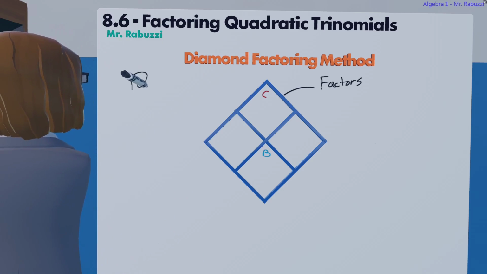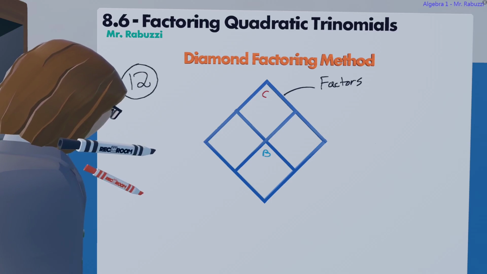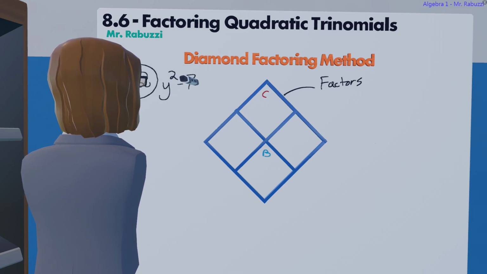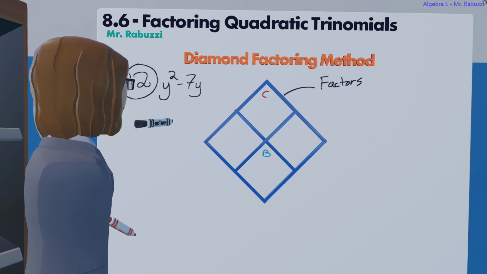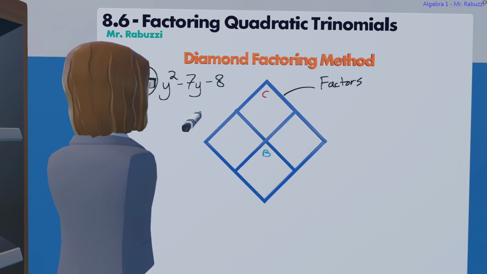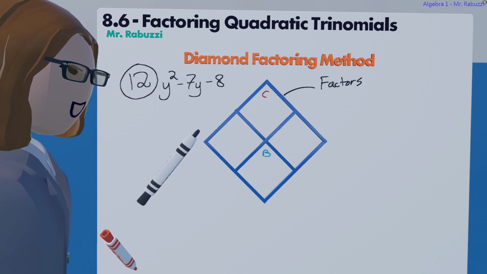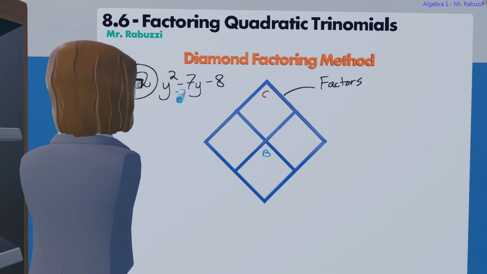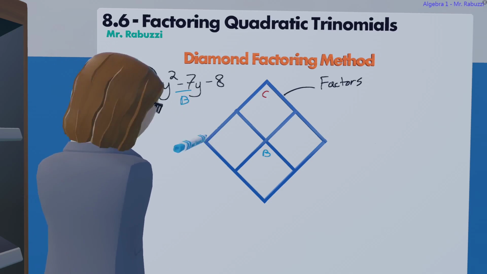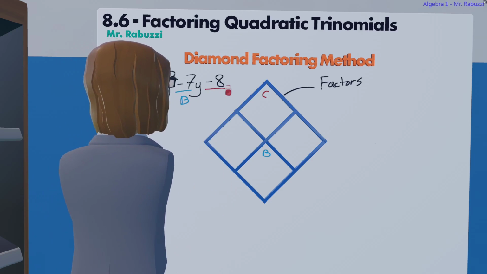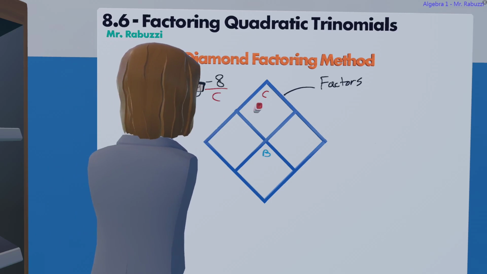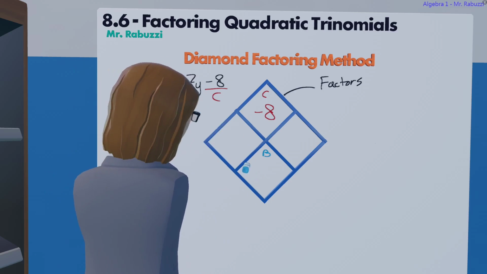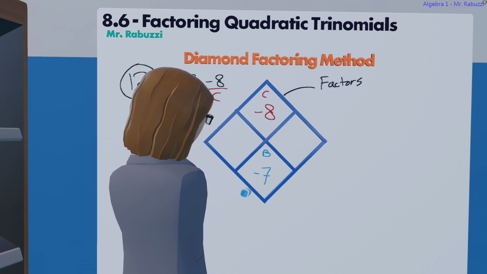Number 12. This one says y squared minus 7y minus 8. Okay, what time is it? Oh, I got a couple minutes. Okay. Blue for B. Red for C. C is -8. Okay. B is -7. Okay.